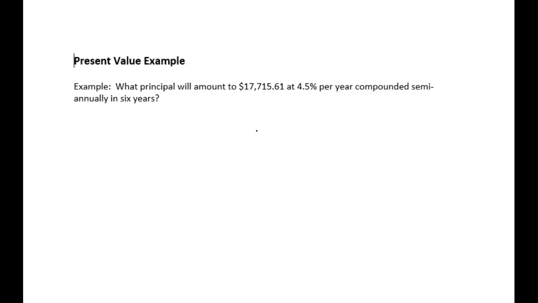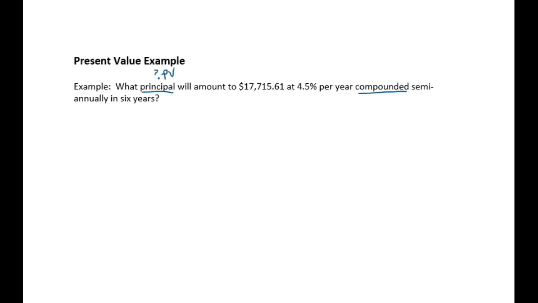So first off, is this simple interest or is this compound? And again, we're noticing the word compounded show up in our question, so it's compound interest. Second question is, are we trying to find our principal or present value, or are we trying to find our future value or maturity value? It says directly in the question what principal will amount to 17,000, etc. So we want to find our PV, or our principal or present value.